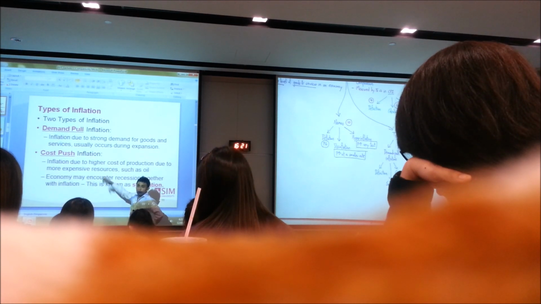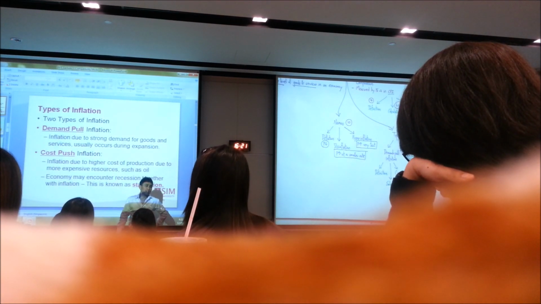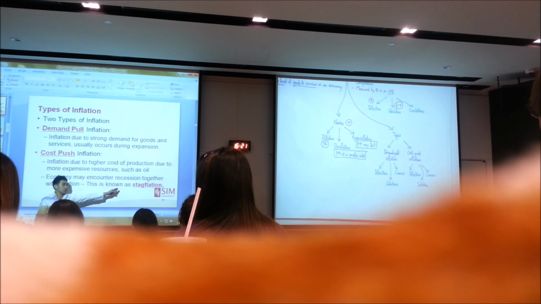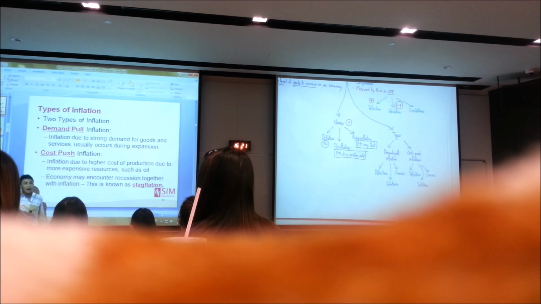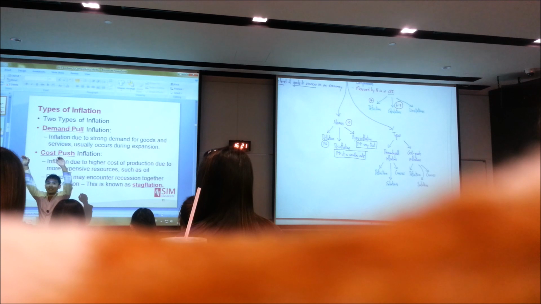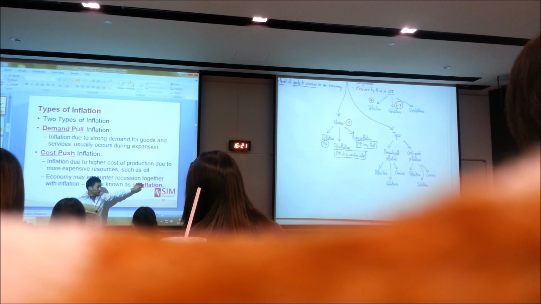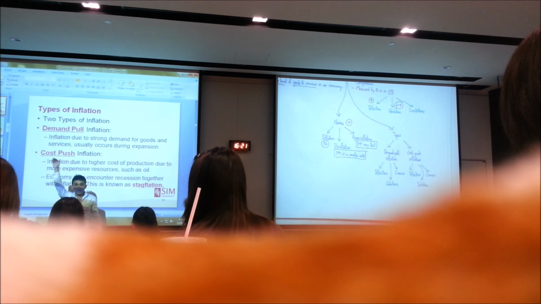So an economy may encounter recession together with inflation, and this is known as stagflation. In other words, that means you have high inflation. What is stagflation? High inflation plus negative economic growth. These two together is called stagflation. This is the worst thing that can ever happen to an economy, okay? Just understand what stagflation means first, because a lot of things we're going to cover again in subsequent lectures. Stagflation means high inflation and negative economic growth, both happening at the same time.